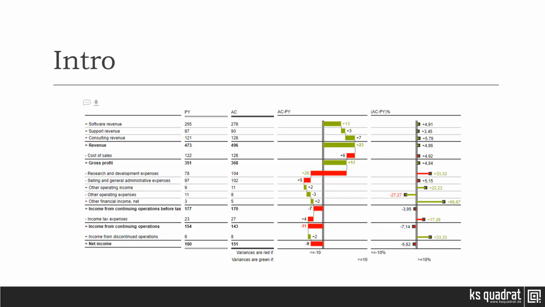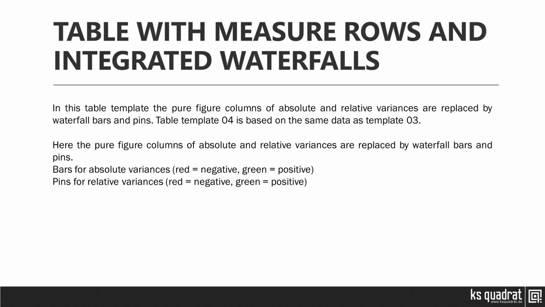In this table template, the pure figure columns of absolute and relative variances are replaced by waterfall bars and pins. Table template 4 is based on the same data as template 3. Here the pure figure columns of absolute and relative variances are replaced by waterfall bars and pins. Bars for absolute variances: red equals negative, green equals positive. Pins for relative variances: red equals negative, green equals positive.